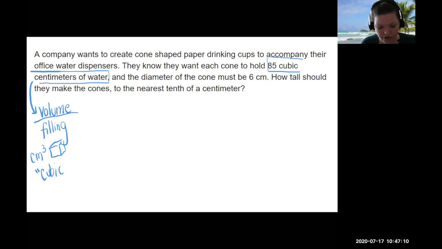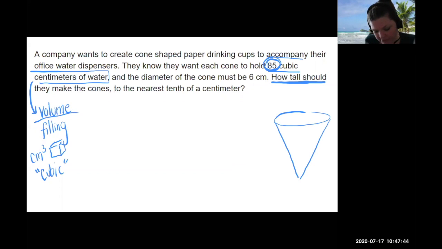But the deal is we're not looking for the volume. We know it. They told us what the volume is. There it is, it's 85 cubic centimeters. And what are they asking us to find? How tall the cone should be. If you can picture a cone, and I'm talking about how tall it is, it would be that measurement right there. Any thoughts? How might I tackle this problem?